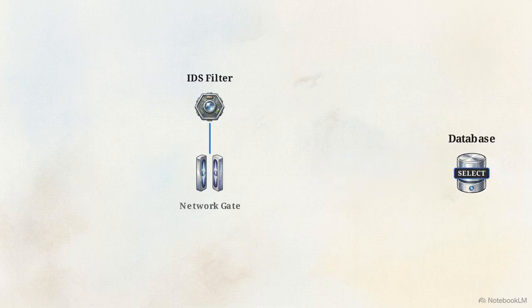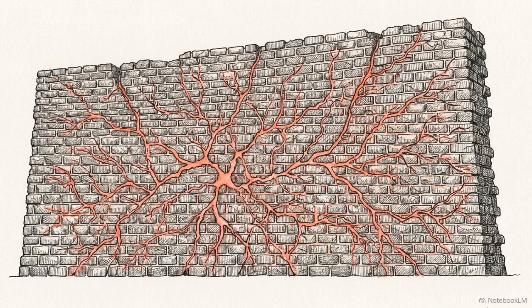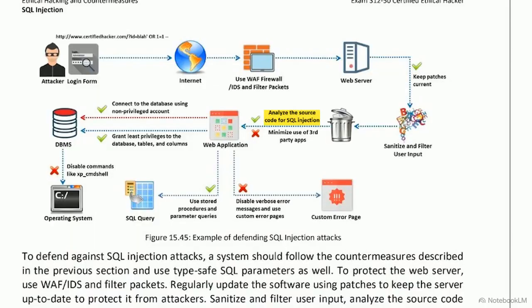URL encoding provides another layer of obfuscation. By replacing key characters with their hexadecimal ASCII codes, like swapping a single quote for %27, attackers completely mask the malicious command. Because attackers possess near infinite ways to morph payload syntax, network firewalls are structurally incapable of stopping a dedicated SQL injection attack on their own. Effective defense must be built directly into the application's source code.